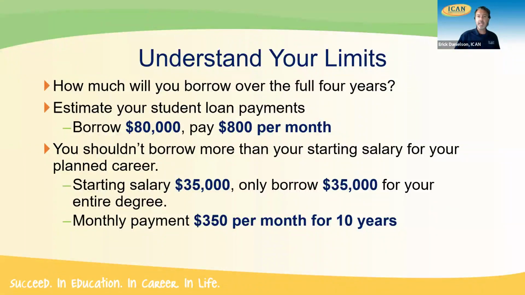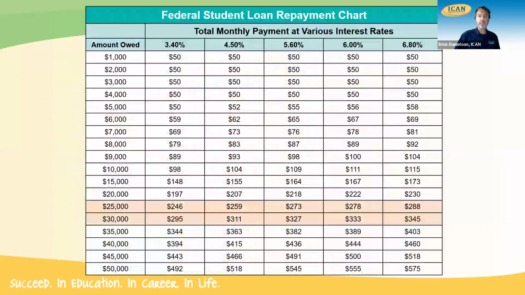Anything you can do to keep debt load down, we want to encourage you to do that. This is just an idea of a federal student loan repayment chart, based on what you're going to have to pay per month over a 10-year period, depending on the interest rate and the amount that you borrowed. As you continue to go along there, you're really starting to see higher dollar amounts. And what we don't want to see is you having to owe any more than what your starting salary is going to be, or you're going to get into an area where all your money is going to student loan payments.